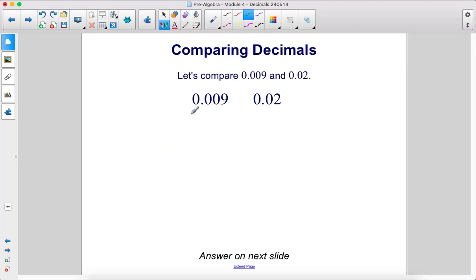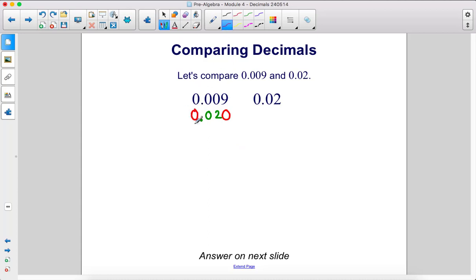Let's compare 0.009 and 0.02. All right, so I'm just going to take this number and put it underneath this one. All right, so we lined up the decimals. We have to add a 0 here. Now we compare. Actually, I also have to add a 0 here.